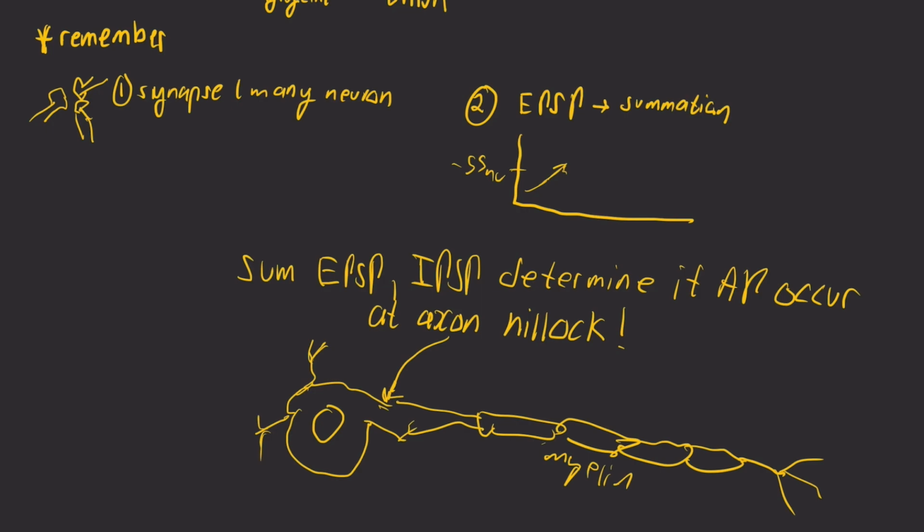So basically, the sum of excitatory postsynaptic potentials and inhibitory postsynaptic potentials will help determine if there is going to be an action potential at the axon hillock. Because if there is more inhibitory, well, there's not going to be an action potential, right? But if there's more excitatory postsynaptic potential, well, there will probably be an action potential.